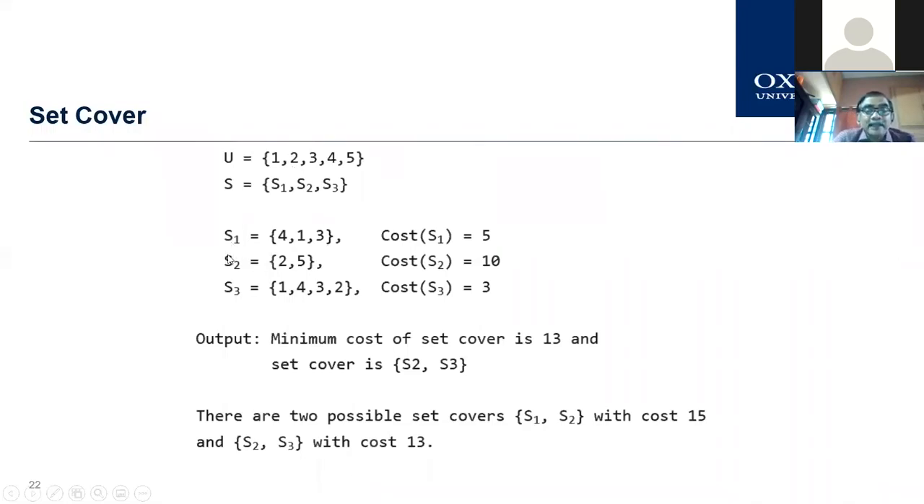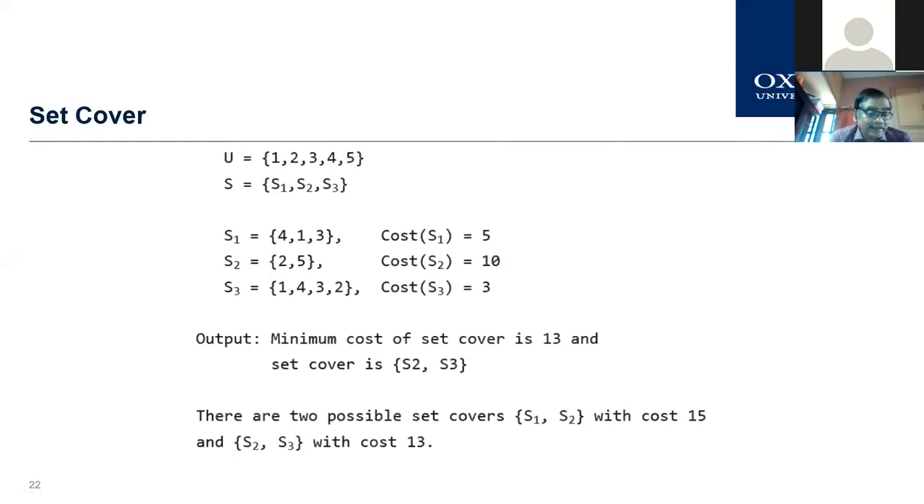So if I combine S1 and S2, what is the cost? It is 5 plus 10, 15 is the cost. But on the other hand, if I combine S2 and S3, you can see very well it is nothing but 10 plus 3, that is going to be 13 only. So the minimum cost is better. Therefore, the better solution is S2 and S3.